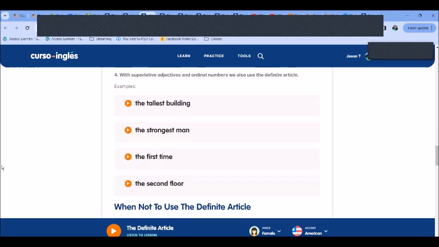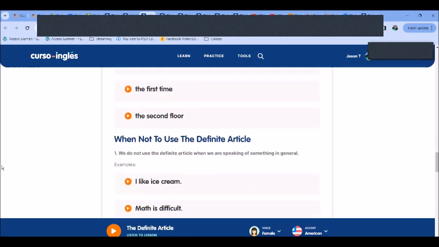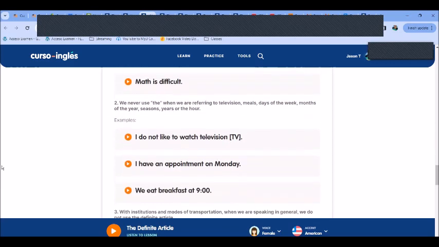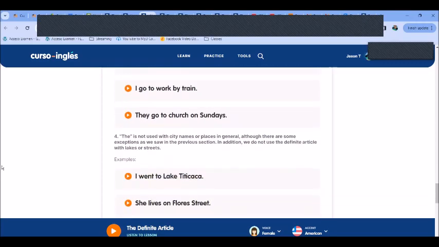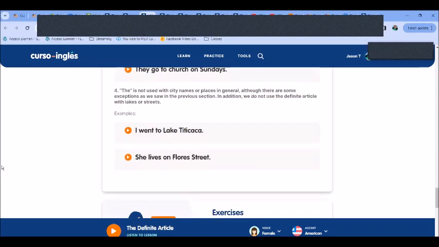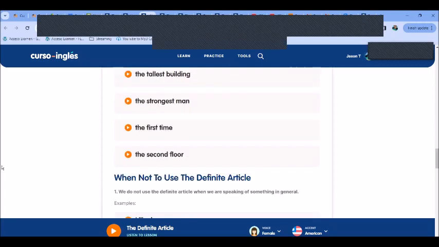Good. Now, of course, those are the reasons to use them. There are some things that we should also consider, right? We don't use them when it's general. We don't use them when we're talking about general things like TV and meals, days of the week, months of the year, the seasons in the year, the years, or the hours of the day. We don't use them when we're talking about institutions or transportation types. We don't use it when we're talking in general. We stay away from general city names or places in general. So we won't be using the with those items, right?